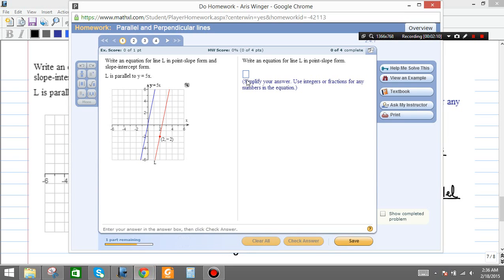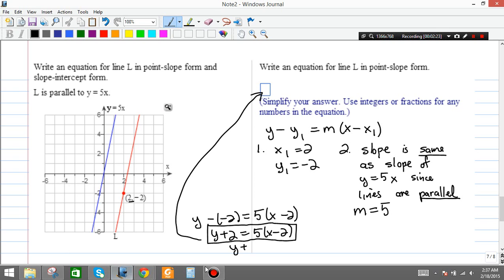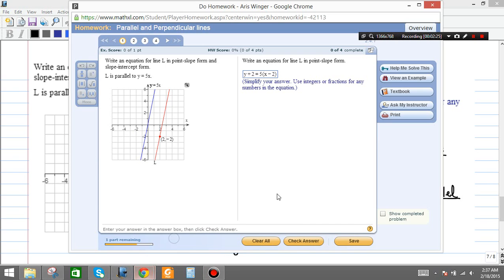Y plus 2 equals 5 times x minus 2. I put that right. Let's just make sure I put that. Yeah, okay. And so we'll answer that, right? And then we'll solve for y to put it into slope intercept form.